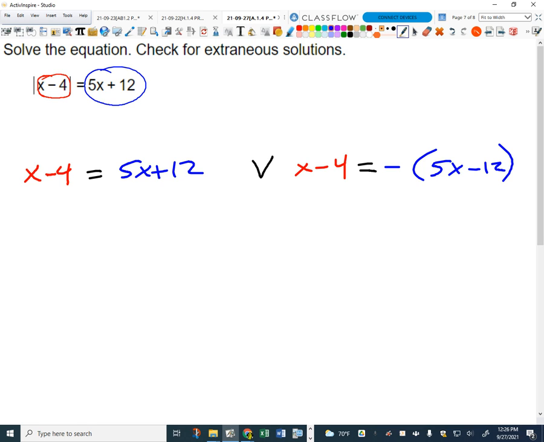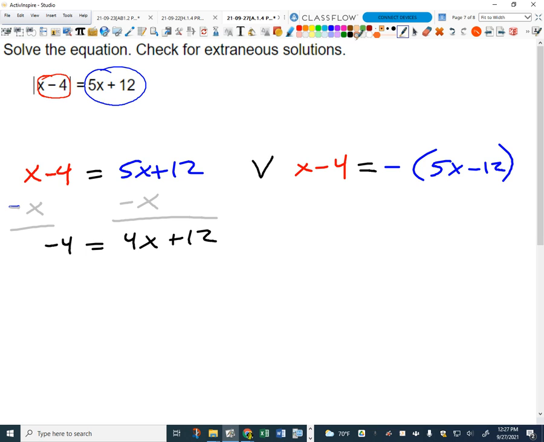Okay. Over here, which direction should I push the x's? To the right. So I'll subtract x from both sides. And that's going to give me negative 4 equals 4x plus 12. Now what? Got to isolate the x. What are the two steps in order to isolate that x? Subtract 12 and then divide by 4.